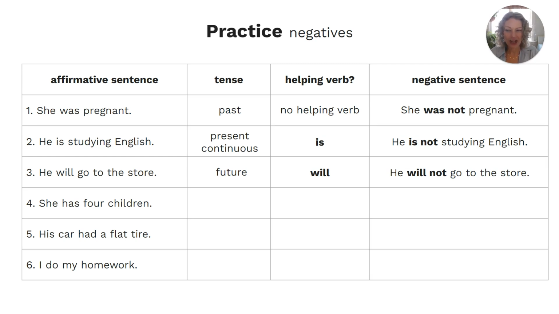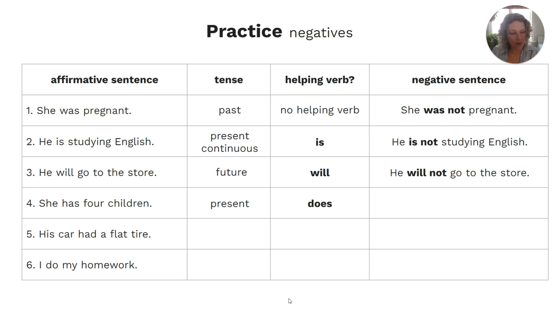Number 4, she has 4 children. What's the tense? Well, it's present tense, right? See that S there? So it's present tense, and that means there is no helping verb, right? So we have to give it the helping verb do in order to make the sentence negative. So we're going to add the helping verb does because the subject is she.